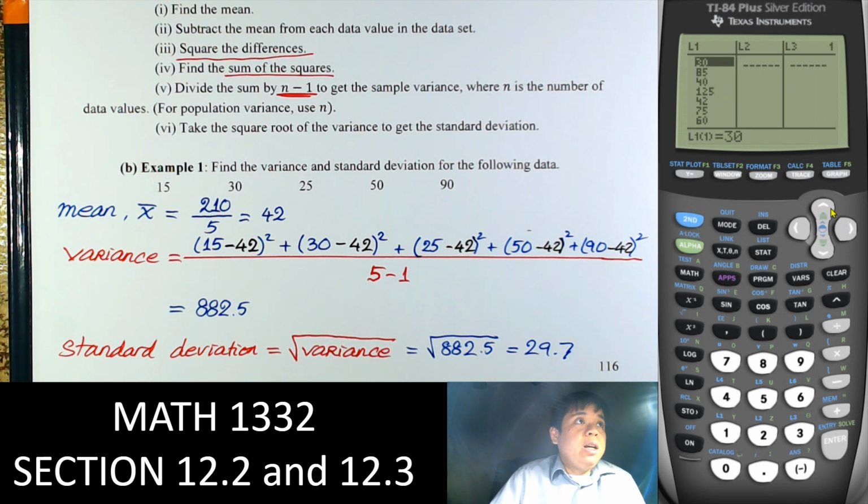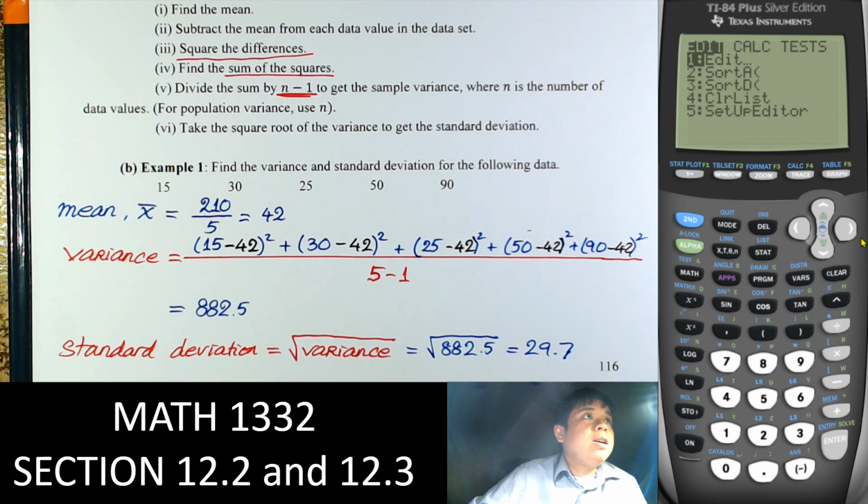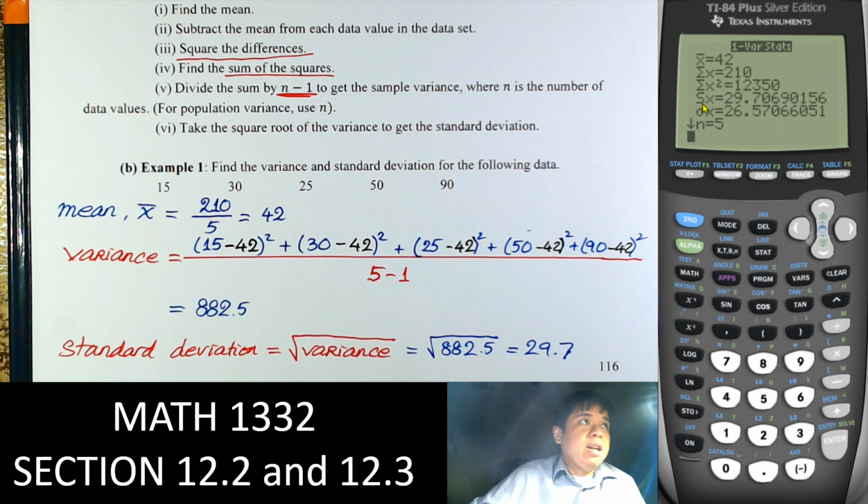Now first we clear the list. Now enter the numbers: 15, 30, 25, 50, 90. Calculate. Right, we have 29.7.